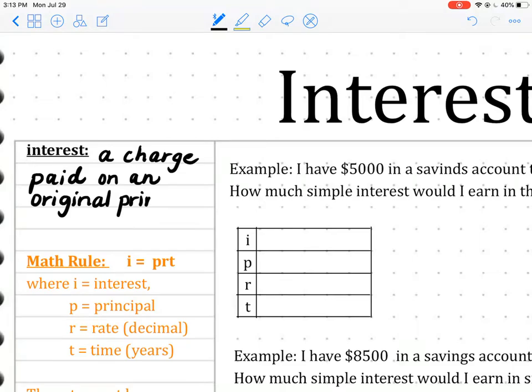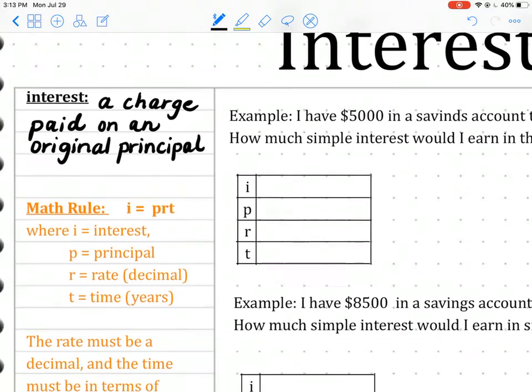So if you borrow money, you have to pay interest. It's the charge paid to borrow that original amount. If you have a savings account, the bank pays you interest because they get to keep your money and use your money. So that is the charge they pay on your original principal.